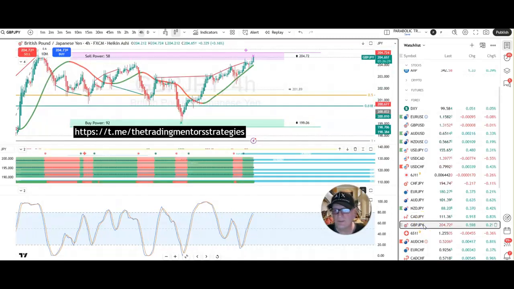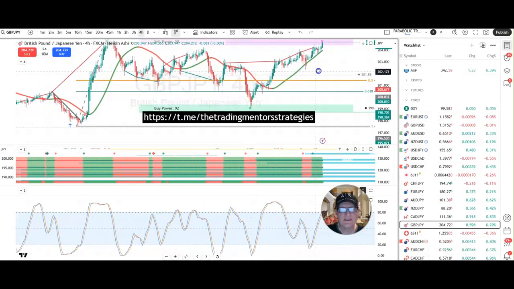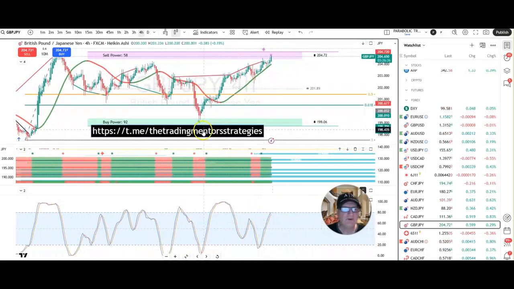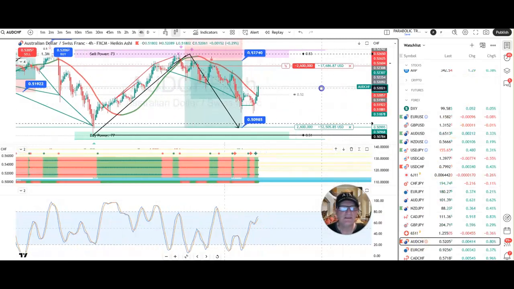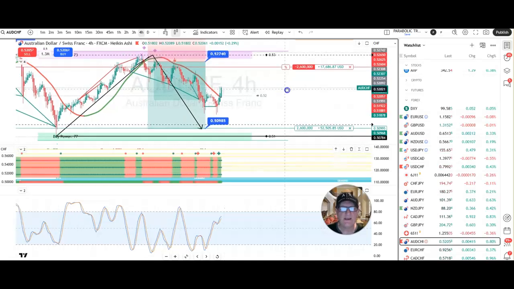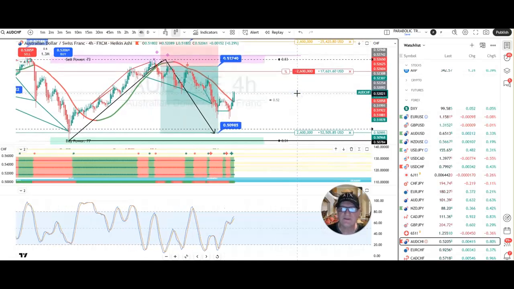Similar situation for the pound yen, as you can see. Very nice move off of buy power 92. Not convergence, not really divergence, but again, using the tools to actually get into a position if you wanted to, with all the buyers in, is a fantastic way to manage the position. See what's going on. Aussie Swiss is going against us slightly, but again, it's subjective.